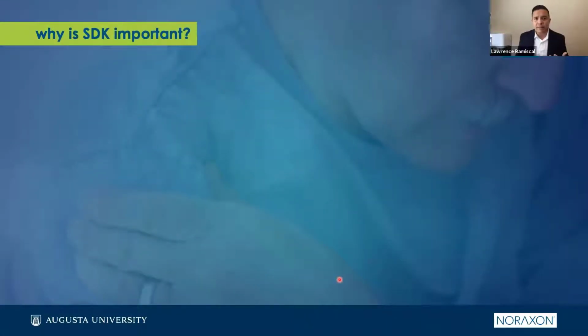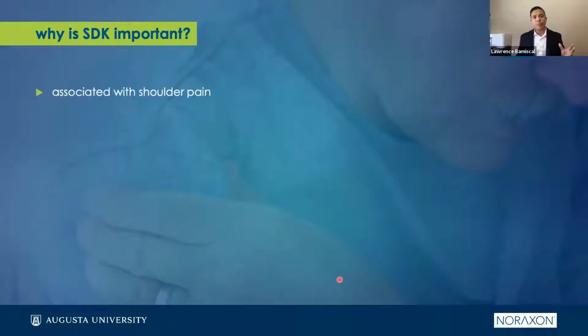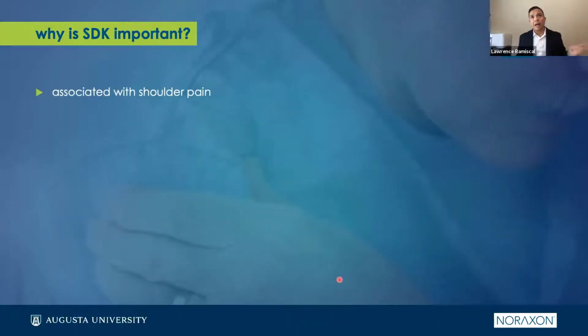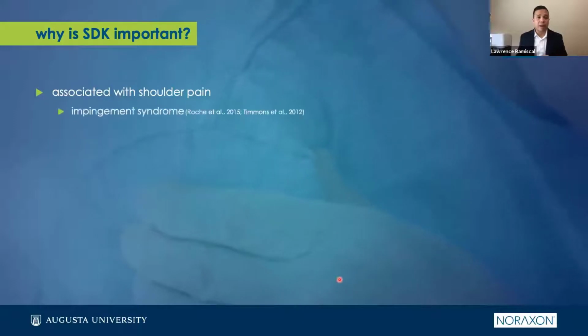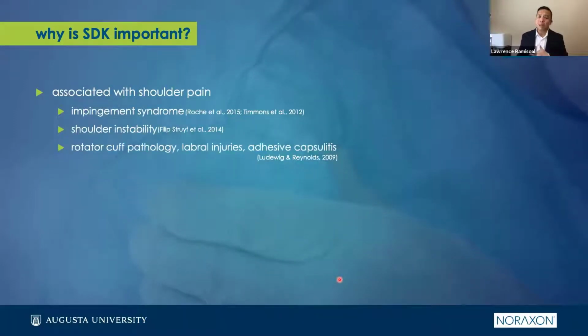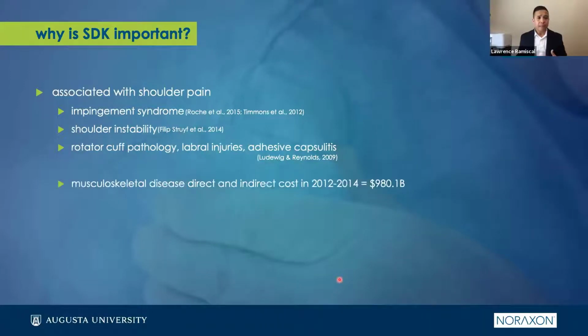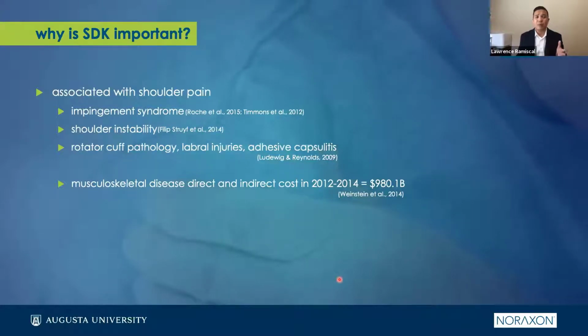Now, why are we talking about this in the first place, other than describing it? Well, the problem with SD is that a lot of literature has shown it to be associated with almost every single shoulder problem you can think of, from impingement and rotator cuff problems all the way up to adhesive capsulitis. According to the bone and joint disease report, the direct and indirect cost of musculoskeletal disease for just 3 years, from 2012 to 2014, is close to $1 trillion.